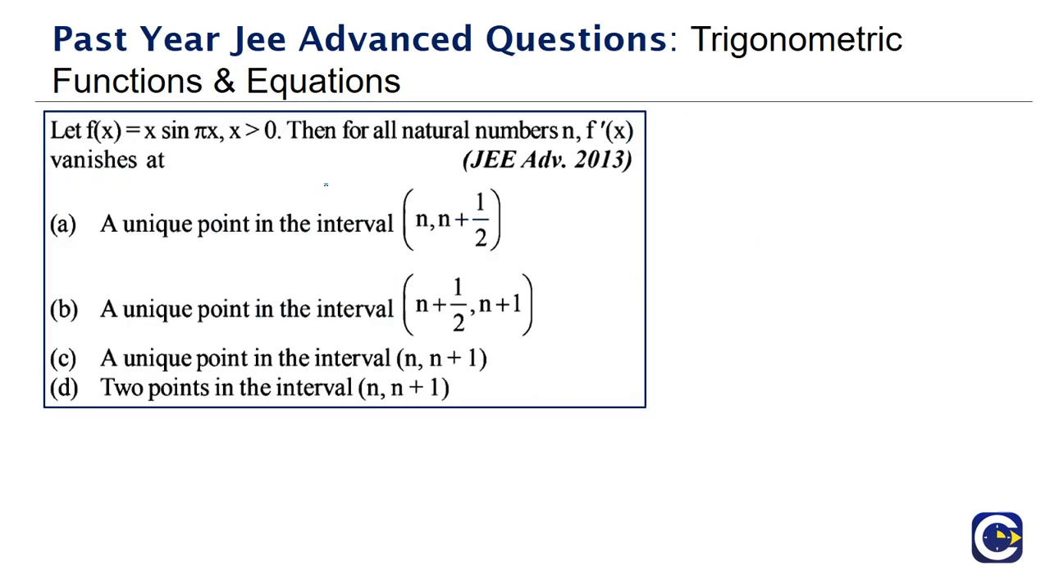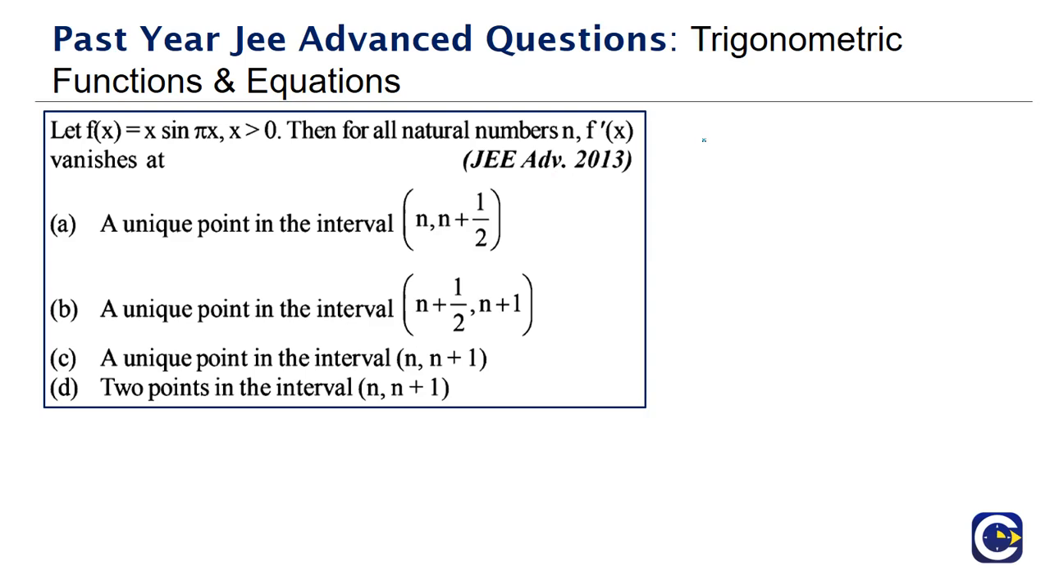Moving on to the next question. Let f of x is equal to x sin pi x comma x greater than 0. Then for all natural numbers n, f dash of x vanishes at. Options are: unique point in the interval n comma n plus 1 by 2, unique point in the interval n plus 1 by 2 comma n plus 1, unique point in the interval n comma n plus 1, 2 points in the interval n comma n plus 1.